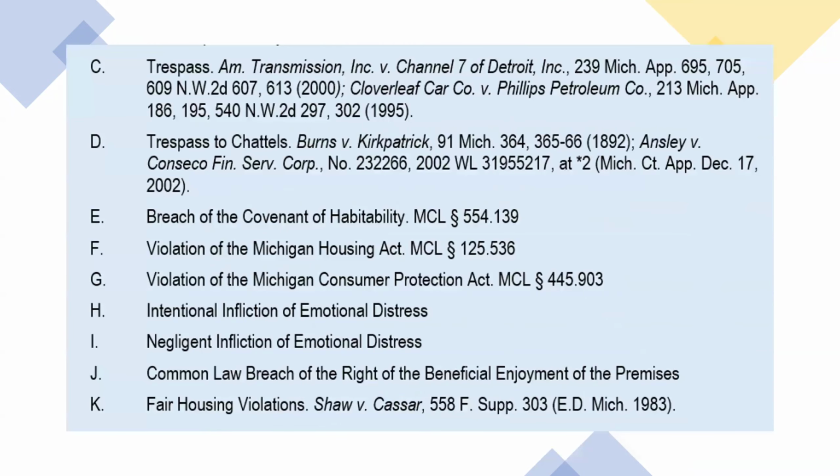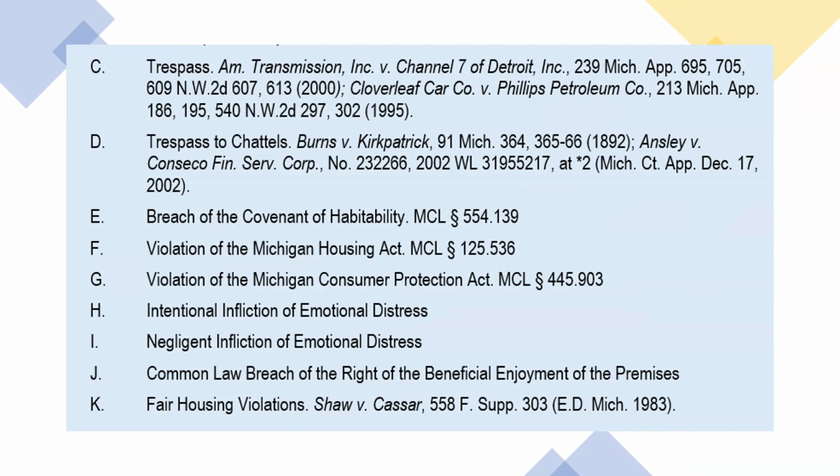Other claims include trespass. Trespass is the landlord unlawfully entering into the property premises of the tenant. Trespass to chattels, meaning trespass going into the personal property of the tenant as well. There can also be a claim for breach of the covenant of habitability. Not maintaining utilities or keeping the unit in repair violates the covenant of habitability, which under MCL 554.139 applies to all residential property in Michigan. There's also a violation of the Michigan Housing Act, that the property has not kept up the code.